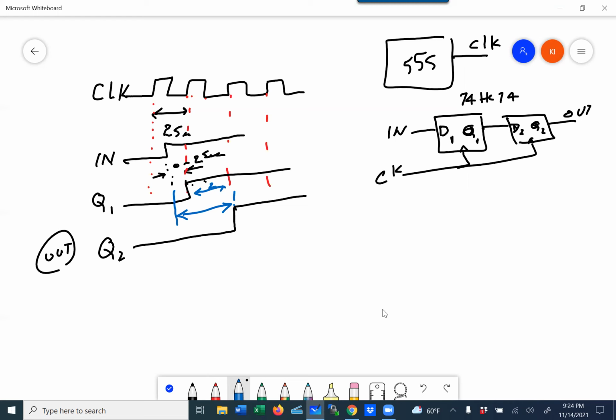Because it was immediately after the rising edge change. So it's going to be immediately after the next rising edge changes. So this will be 2 to 4 seconds. Oh, that's exactly the delay we wanted.